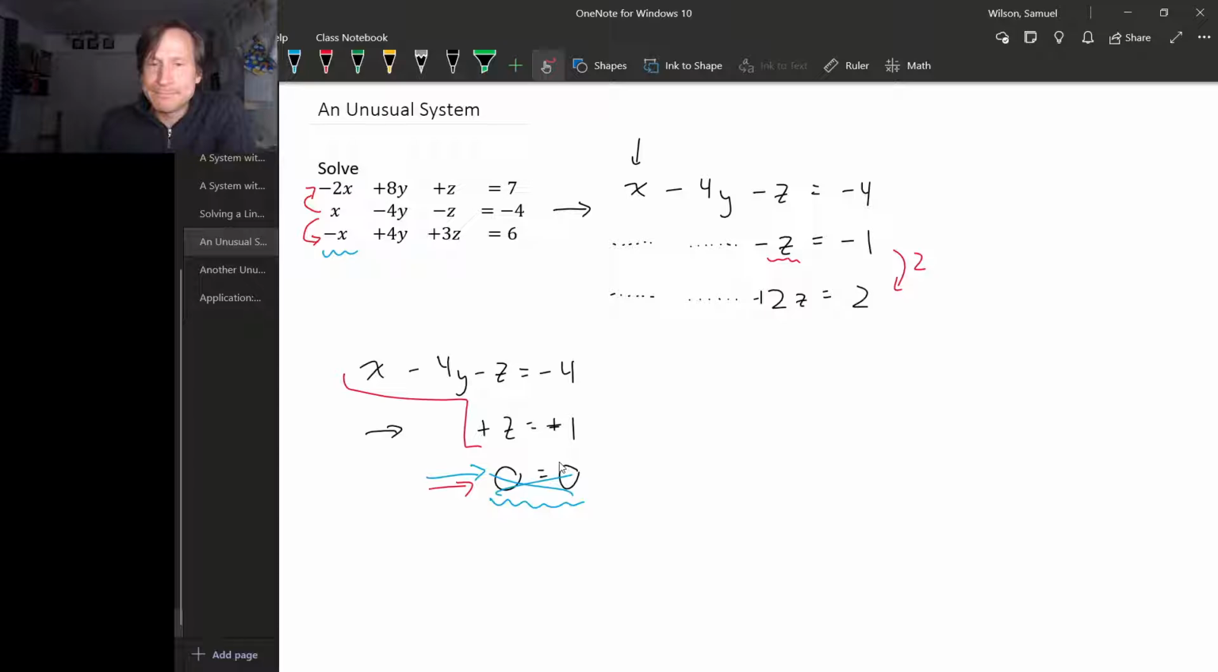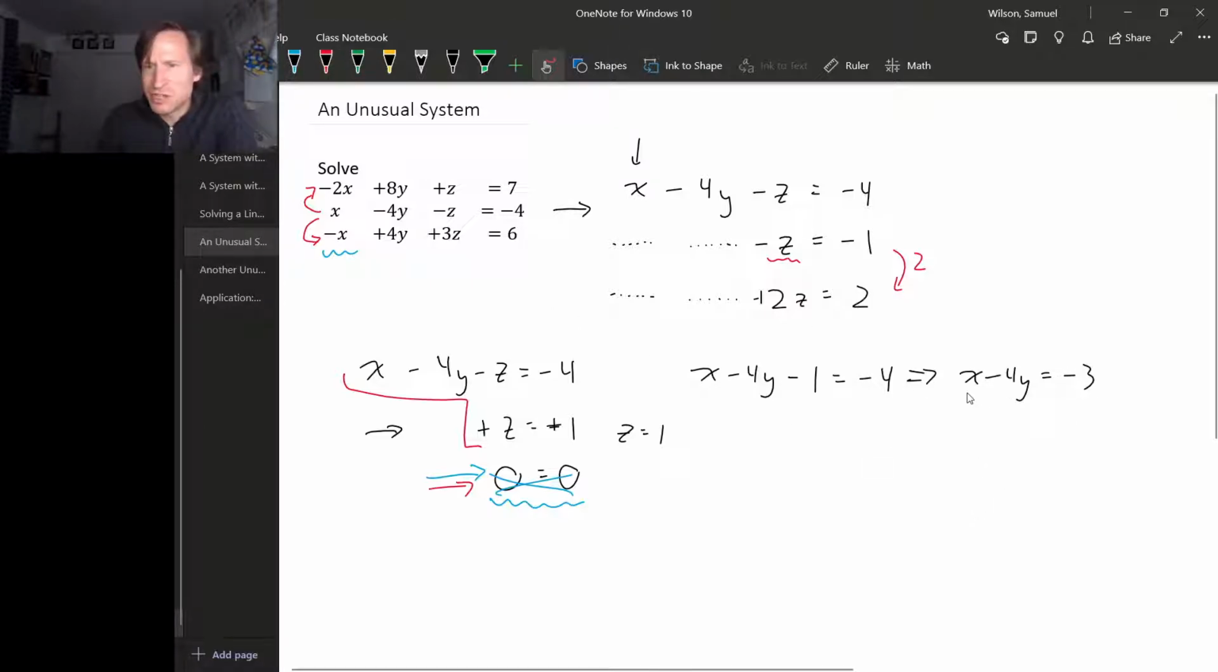All right. Now we can back substitute. So we know that z is 1. We can put that into the first equation. We get x minus 4y minus z, which is 1, equals minus 4. And when we simplify this equation, we get x minus 4y equals negative 3. And so now we're left with these two equations: x minus 4y equals negative 3, and z equals 1.